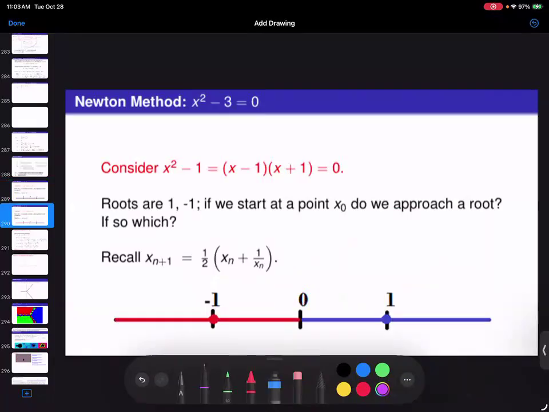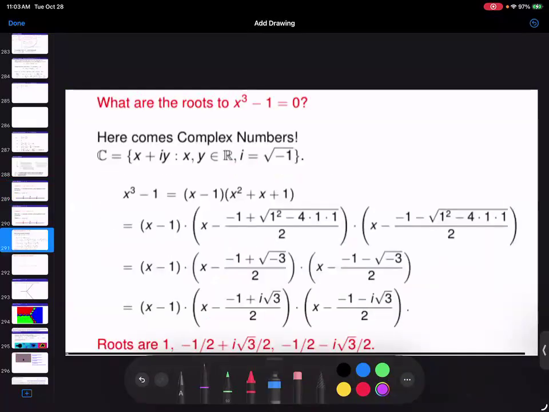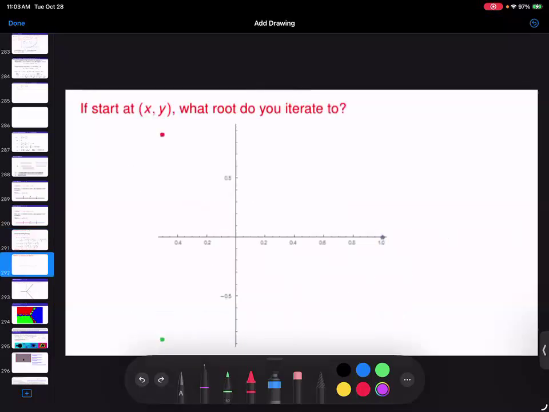Let's extend to the complex numbers. So let's say we take x cubed minus 1 equals 0. We can factor this as x minus 1, and then x squared plus x plus 1. We can use the quadratic formula, and we can get the roots. And so I'll label the roots red, blue, and green. Any thoughts about which points converge to red, which converge to blue, which converge to green? It's okay if you're wrong.